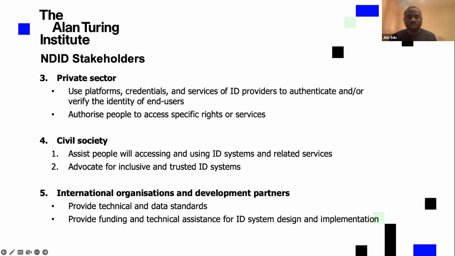Also, we identify the private sector, with many private companies using government ID systems to identify their customers, such as requiring government IDs to open bank accounts, to register SIM cards, or for credit report rating. And these stakeholders use ID providers, platforms, credentials, and services to authenticate or verify users. Likewise, we identify civil society, which includes the NGOs that serve as enablers of these ID systems, as well as the international organizations that provide funding and also ensure building local capabilities.